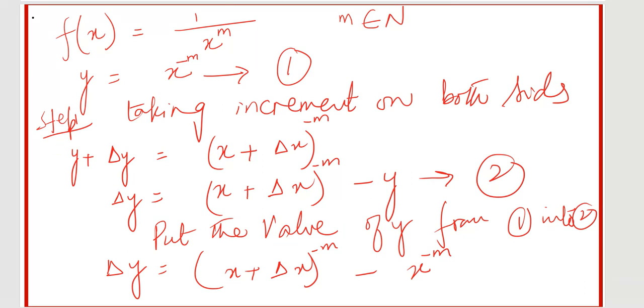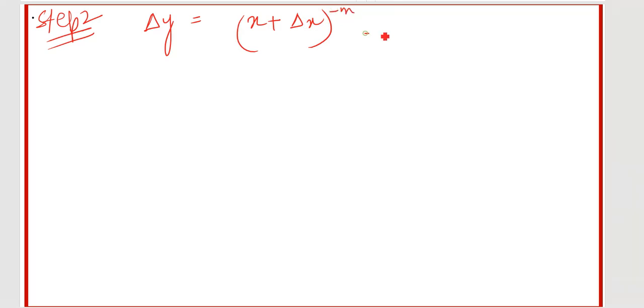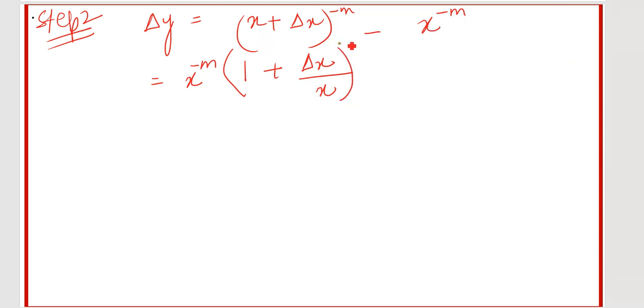Moving on to the second step. In the second step we will solve delta y is equal to (x plus delta x) whole power minus m minus x raised to power minus m. So see, this power negative m is the power of x as well as the power of delta x as well. If I take x raised to power minus m common, so here only 1 is left, plus delta x, because we do not have x here, so it will be delta x over x, whole power minus m, and this is x raised to power minus m.